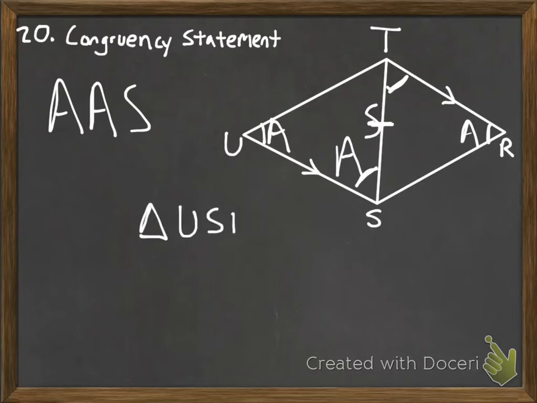So triangle UST is congruent to, if we look at our picture, the U goes with the R. So R, the T goes with the A, because these two angles are congruent. And the S goes with the S. And order matters, all done.